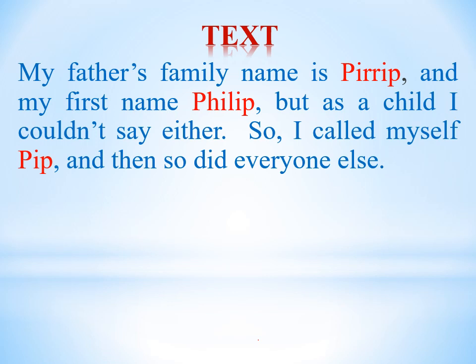Children, here Pip is the narrator of the story. Here Pip narrates the story of one of his childhood days. Pip's father's family name is Pirip, that is, his surname is Pirip, and his first name is Philip. But his infant tongue could not pronounce either his first name or last. Doing his best, he called himself Pip to make it short. And so others also called him by this name.